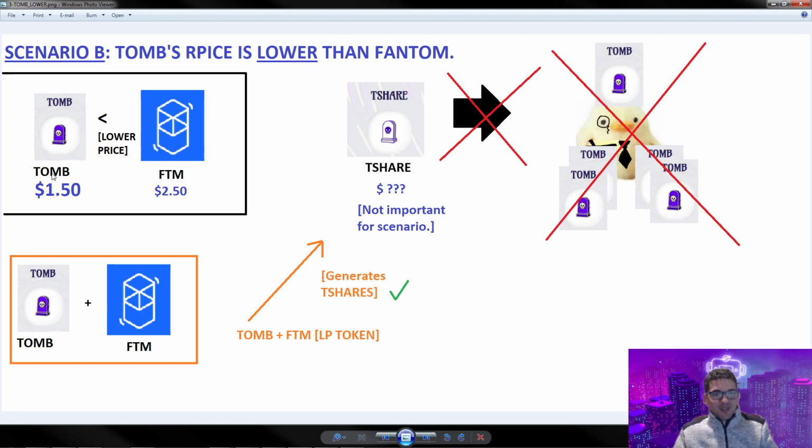And let's see. So TOMB is lower. What happens? So TSHARE cut off. No more paper. No more burn. No more TOMB tokens. I can't stack that stuff.